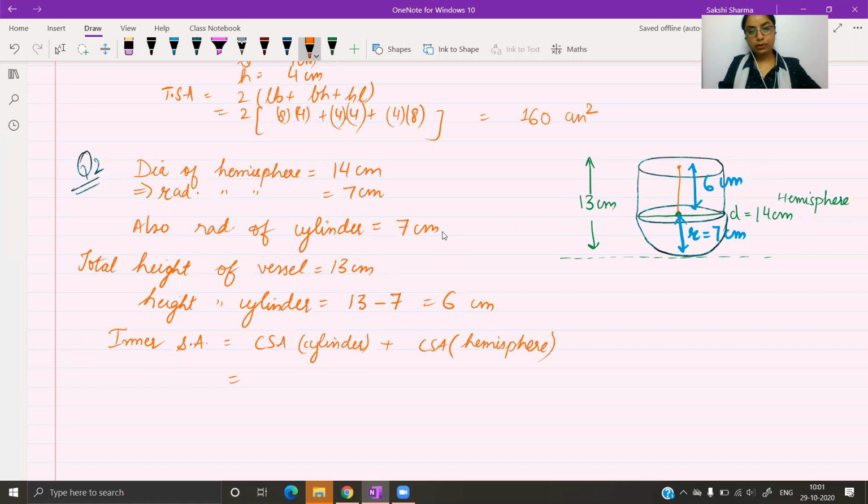So the curved surface area of a cylinder is given by 2πRH, and for a hemisphere, it's 2πR². Since the radius is the same, I have used the same variable. If the radius is different, change the variable here: use capital R for one and small r for the other. Simplifying, I'm going to take the common 2πR, and I'll be left with H plus R. Is it correct?